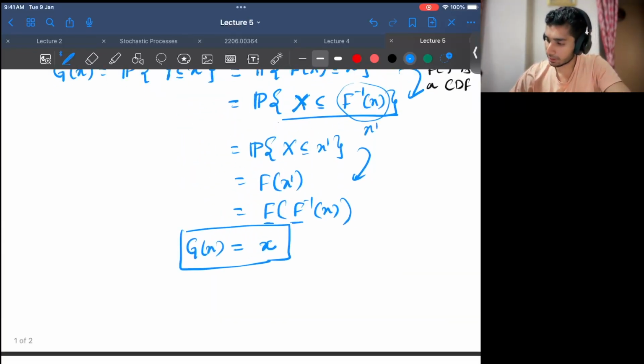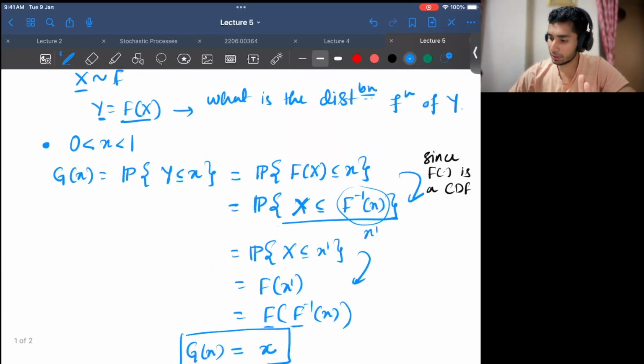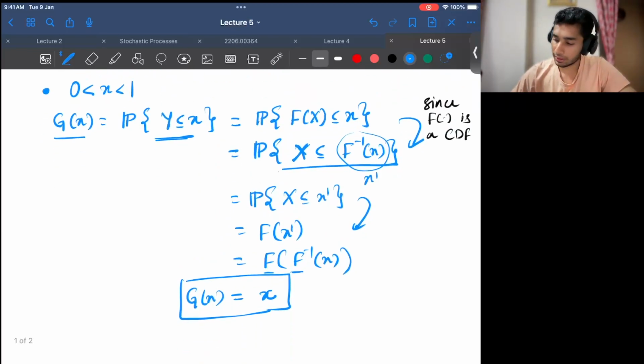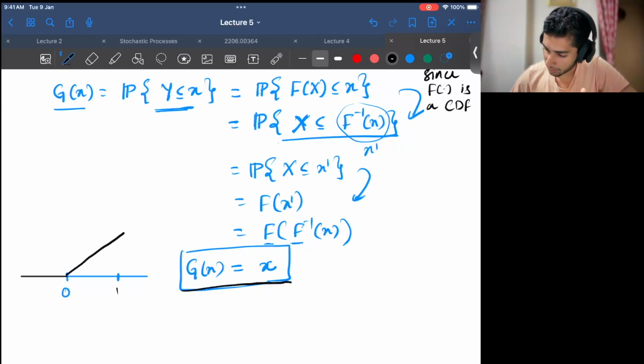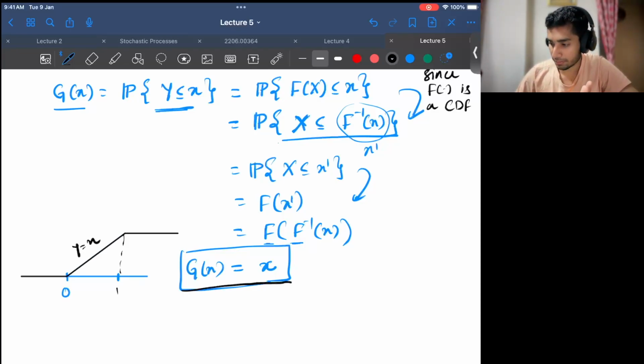So what does that mean? G was, remember, the CDF of Y. How does the CDF look? Till 0, it's 0, because the support is between 0 and 1. From 0 it starts and behaves like the function y equal to x, and then at 1 it becomes 1. So this is how this CDF looks.